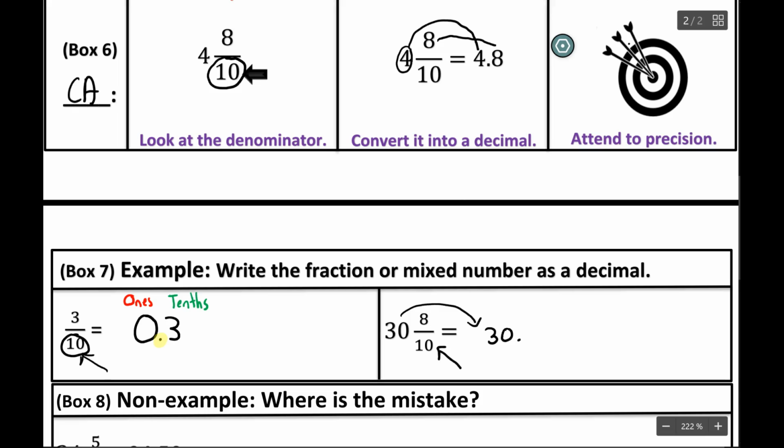Then I look at my numerator. That's going to be 8. So it'd just be 30.8. Do I have to write anything after that? No, I'm done. It's just 30.8. Remember, the decimal is in the middle, separating the ones from the tenths. And that's it. Pretty simple, right?